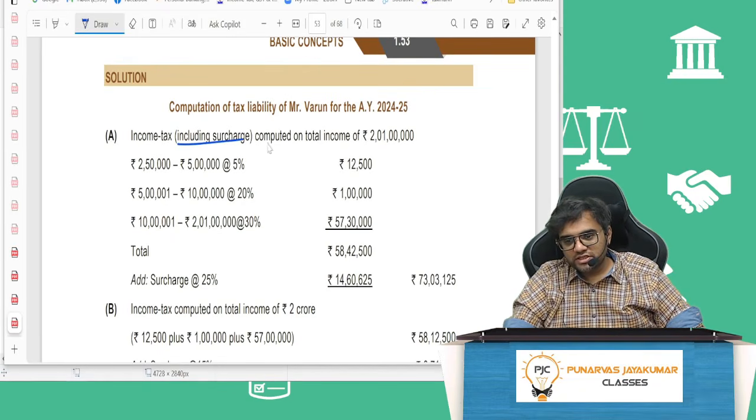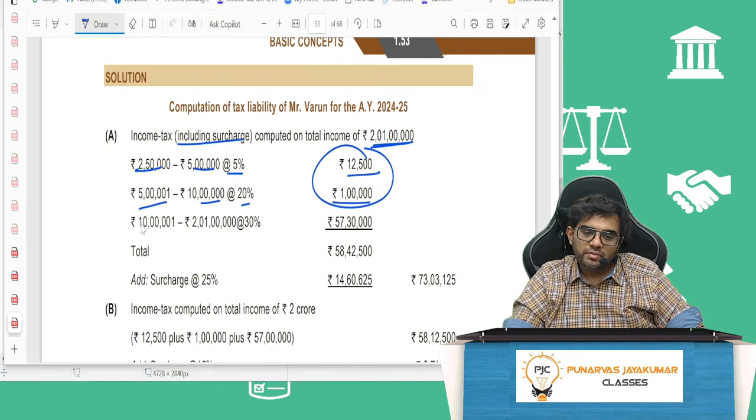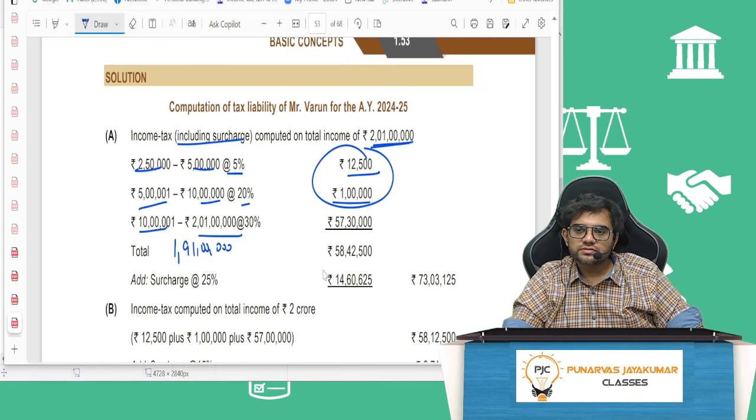Income tax including surcharge computed on total income of 2 crore 1 lakh. 2 lakh 50 to 5 lakh at 5%, 12,500. 5 lakh to 10 lakh, 1 lakh. So this 1 lakh 12,500 you already know. Anything above 10 lakh to 2 crore 1 lakh, that is 1 crore 91 lakhs, into 30%, 57 lakh 30,000. Add all the three, this much you will get.